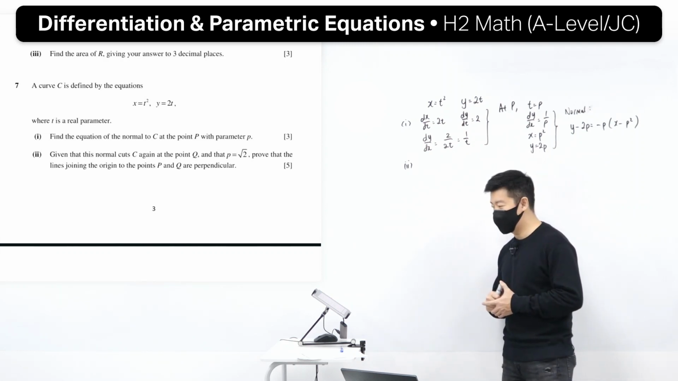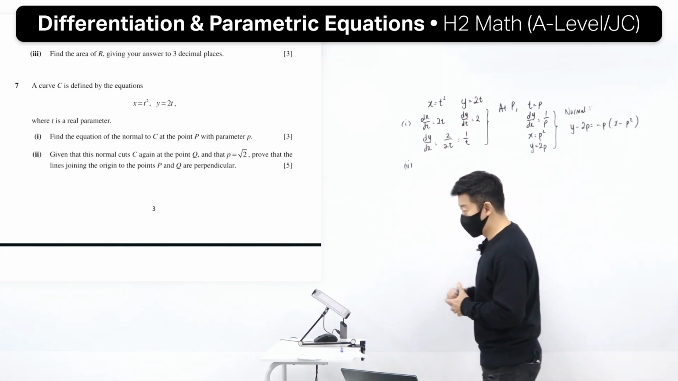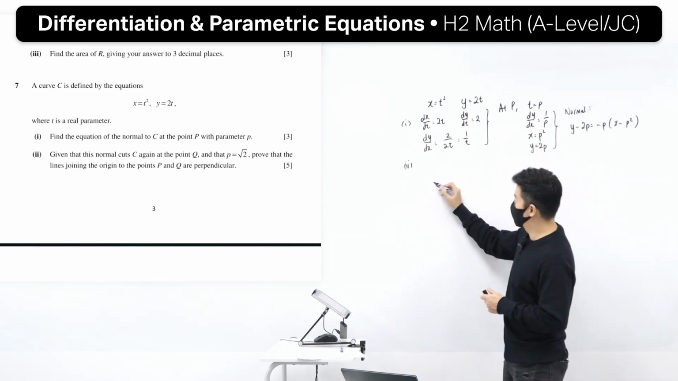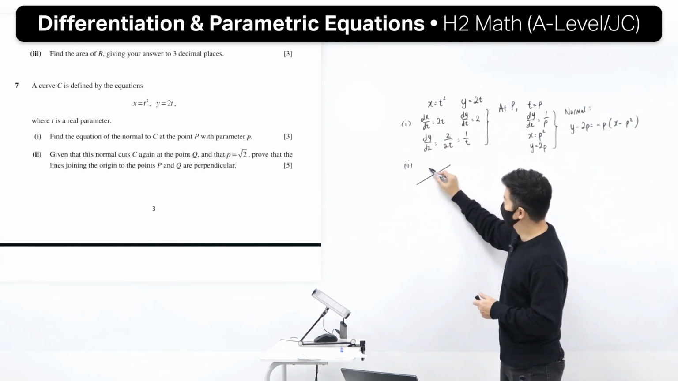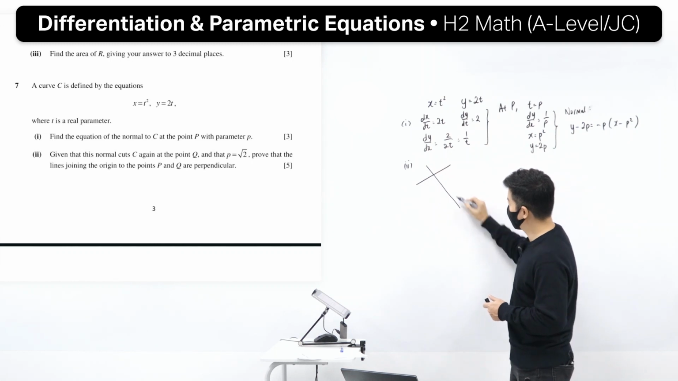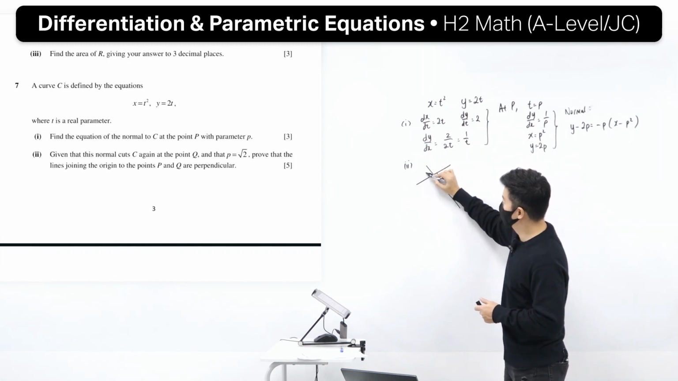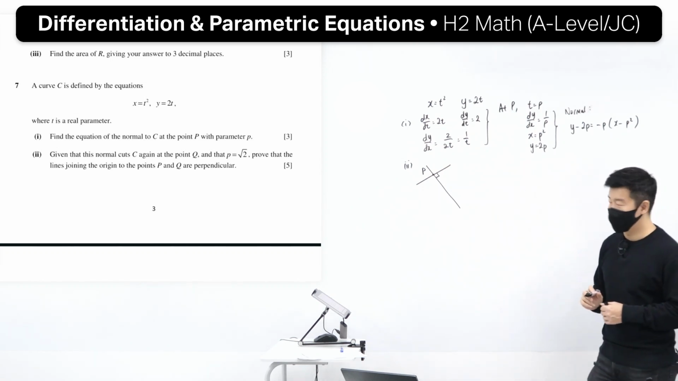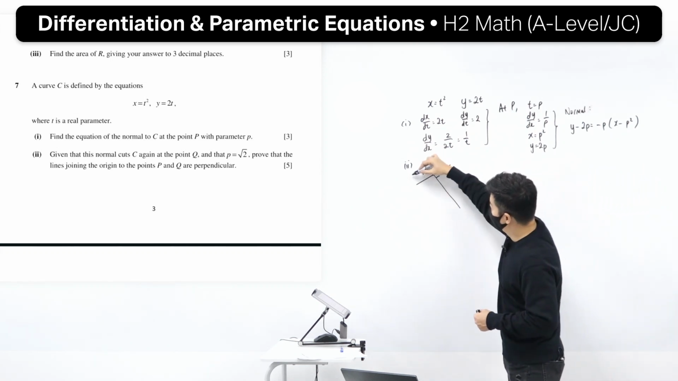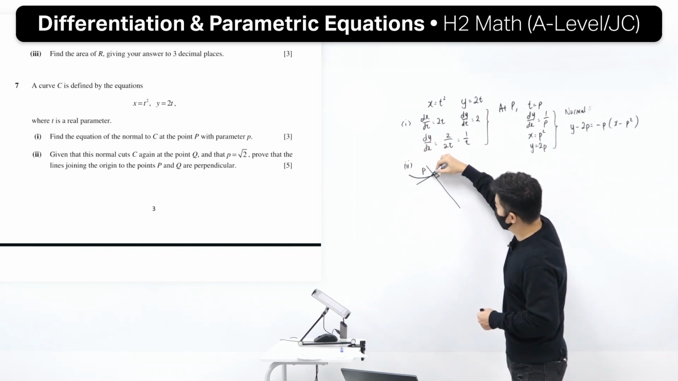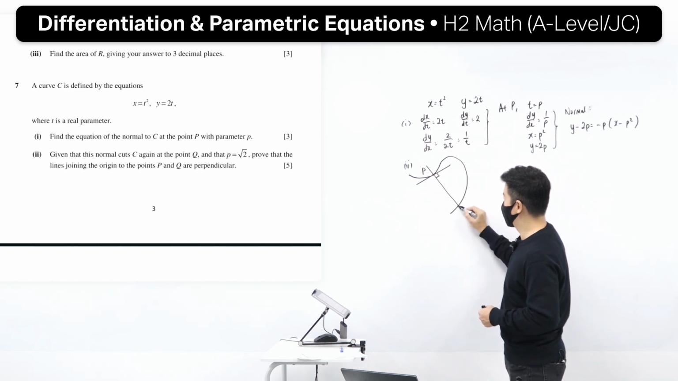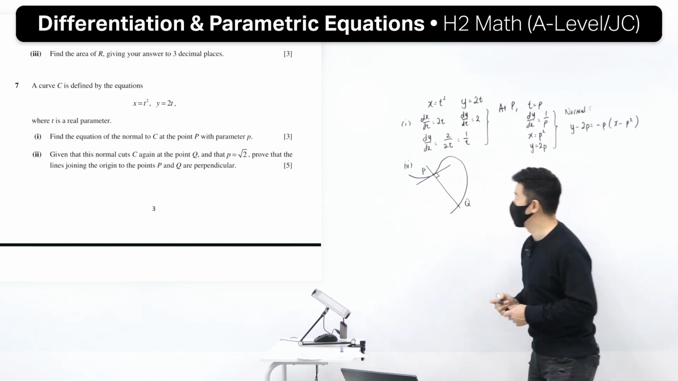Okay, the question tells me that the normal at the point P, the normal that we have just looked at. Let me just draw a normal. Let's say it is something like this. A normal at point P is going to be cutting the curve again at point Q. So what if the curve looks something like this? I don't know how it looks. Okay, so this point here is Q.